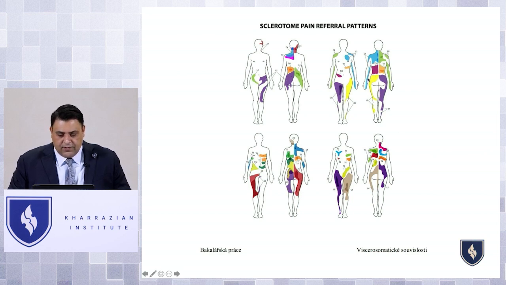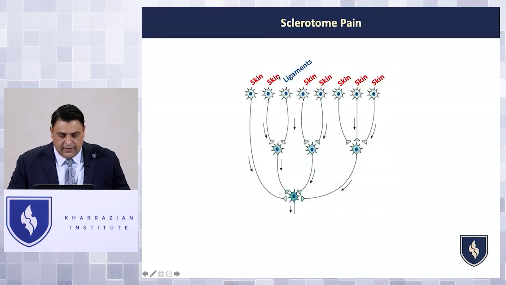And again, these sclerotome referral patterns are just like visceral pain referral patterns. So in these cases, there are more primary neuron inputs coming in from the skin than there are from ligaments. So by the time these get processed at the brain, they really feel like the pain is coming from their skin instead of their actual ligament injury.